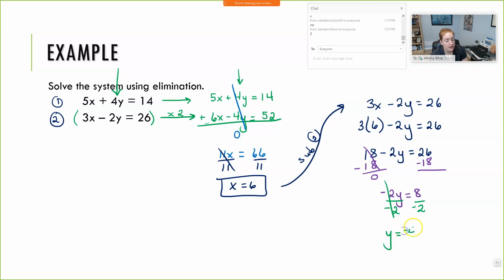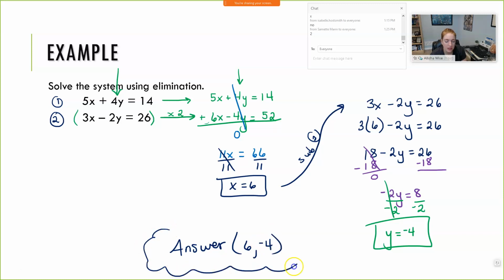Y equals negative 4. Okay. Go ahead and write your answer. X always comes first, Y always comes second. Bing, bang, boom. We have our answer.